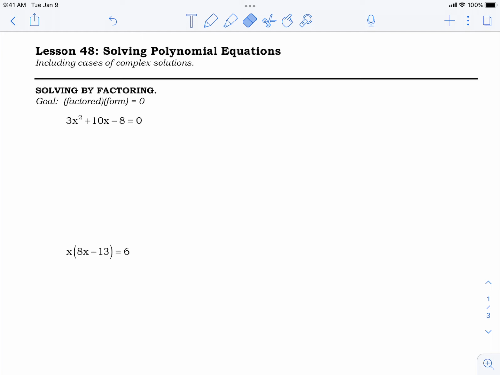Okay, welcome to lesson 48. We're going to solve some polynomial equations. This is sort of a culminating lesson. We've been playing around with our polynomials, factoring polynomials in lesson 47.